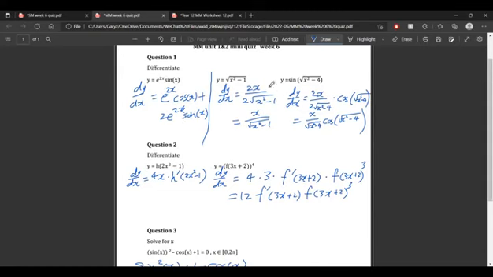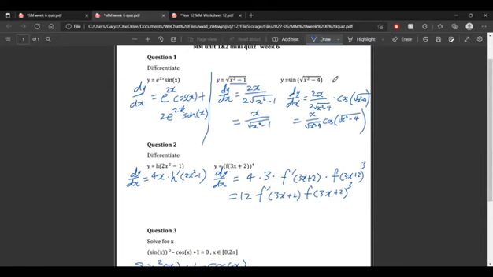The second one is a chain rule. So basically we take the derivative of the inner function, in this case x squared minus 1, and then we also differentiate the outer function. So it's basically 2x times 1 on 2 times 1 over the square root of x squared minus 1, which simplifies to this as shown here.